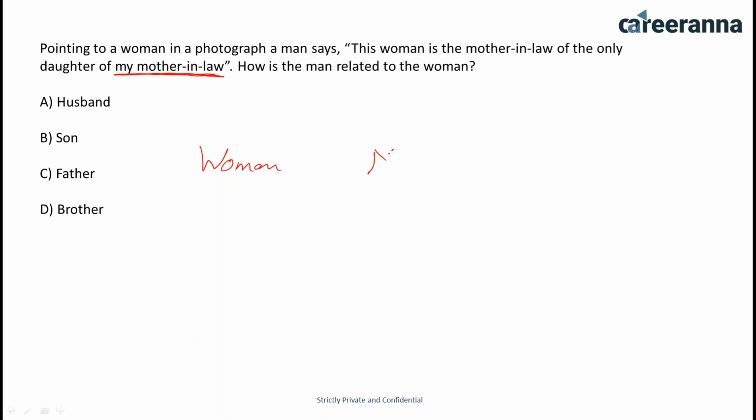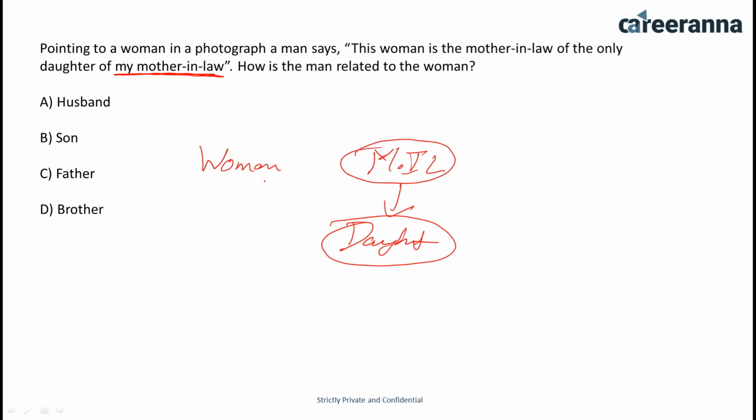So here is the mother-in-law of the only daughter. She is also female, and this woman is also the mother-in-law of this daughter. So you can say there is going to be a person, that is that man. Okay, so they are a couple. By this you will directly say that this woman is the mother-in-law of this daughter, who is the only daughter of his mother-in-law, that is my mother-in-law. The man is directly related to his mother-in-law, and this daughter is directly related to this woman, who is the mother-in-law.